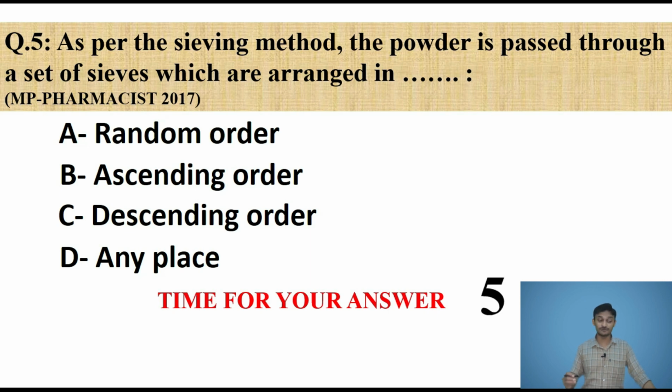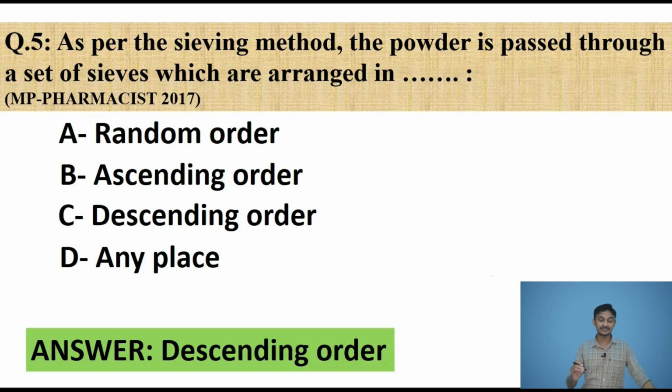The correct answer for this question is option C, that is descending order. Descending order means the largest sieve size will be at the top of the set of sieves, and at the bottom the smallest sized one.